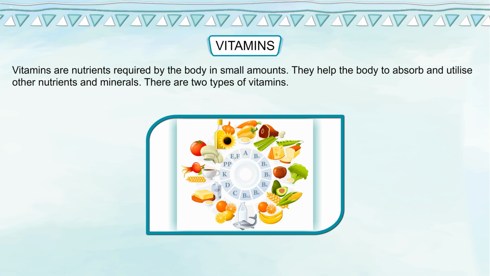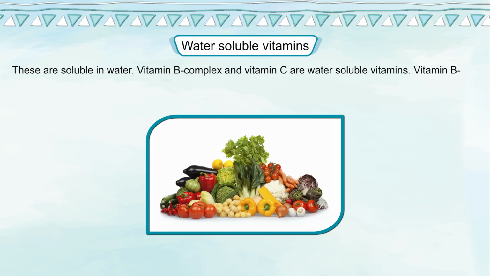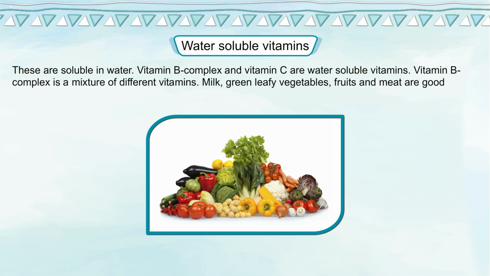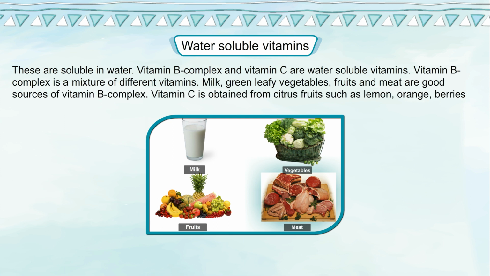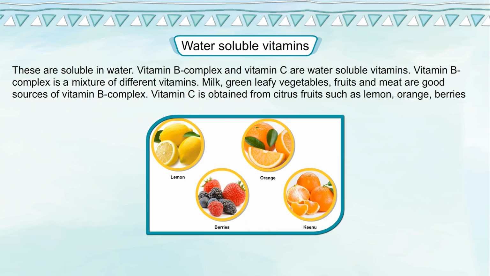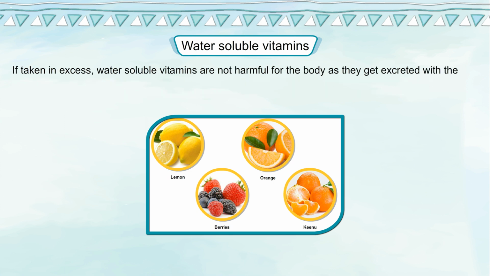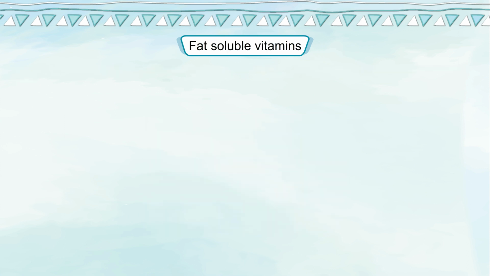There are 2 types of vitamins. Water-soluble vitamins. These are soluble in water. Vitamin B complex and vitamin C are water-soluble vitamins. Vitamin B complex is a mixture of different vitamins. Milk, green leafy vegetables, fruits and meat are good sources of vitamin B complex. Vitamin C is obtained from citrus fruits such as lemon, orange, berries and quinoa. If taken in excess, water-soluble vitamins are not harmful for the body as they get excreted with the urine.